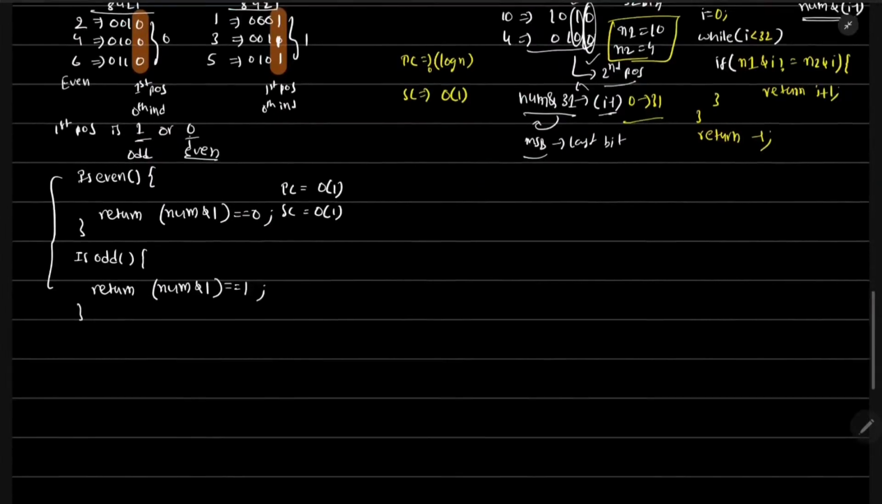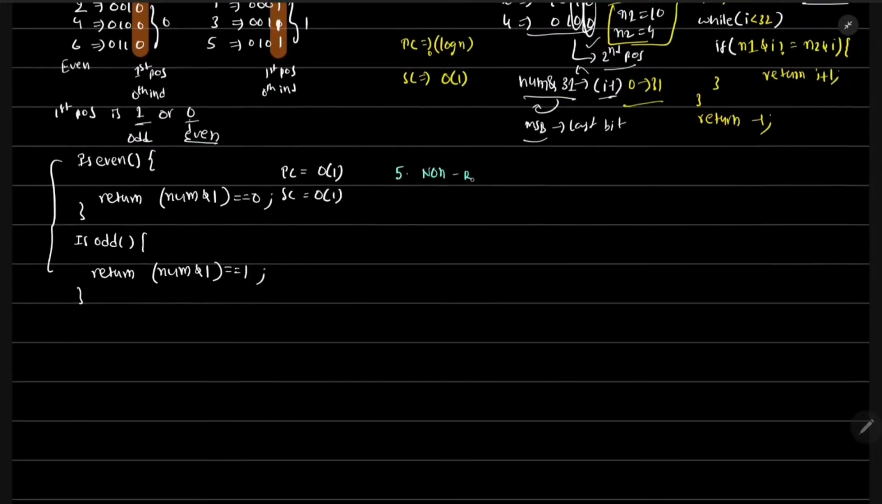Going to the next problem, the fifth problem is non-repeating numbers. So what are these non-repeating numbers? For example, I will take one example: 1, 2, 3, 2, 1, 4. These are some numbers, given as an array. If you observe here, 1 is repeated, 2 is repeated, while 3 and 4 are not repeated. So our output will be 3, 4. You got it, right? So how do you find 3 and 4 here? That is the question.